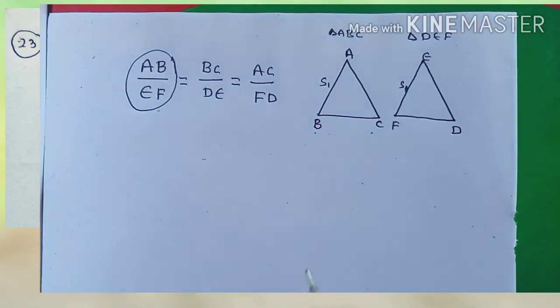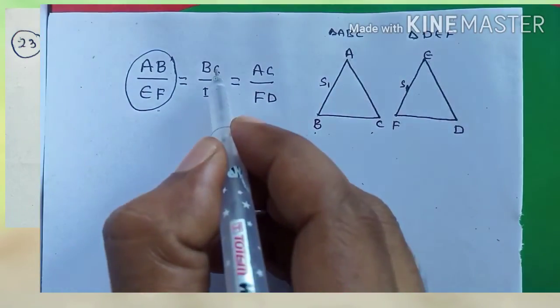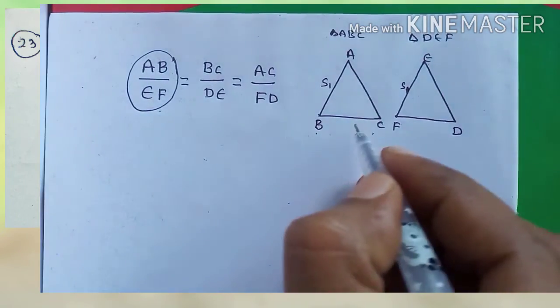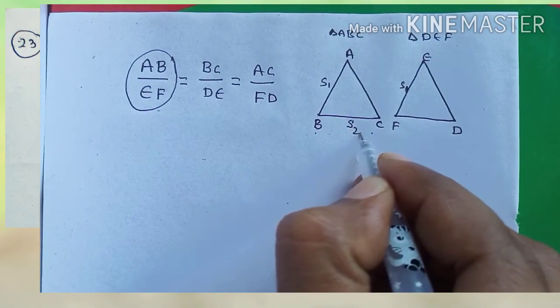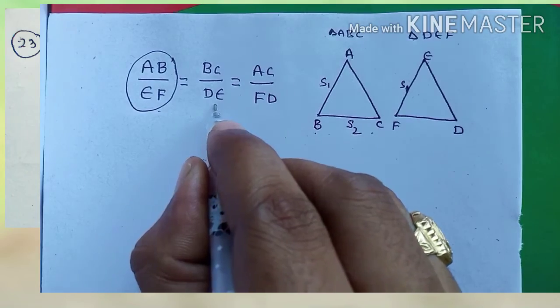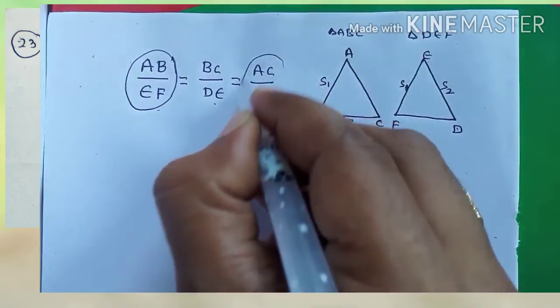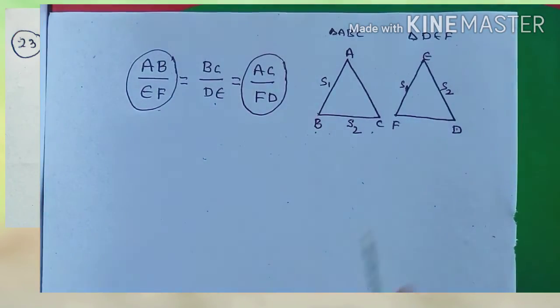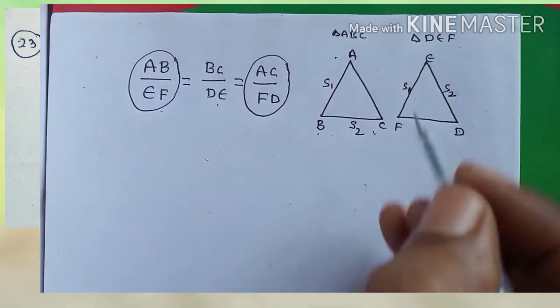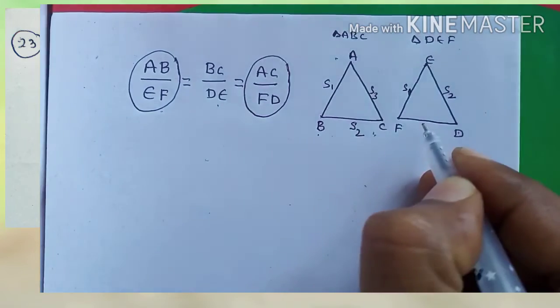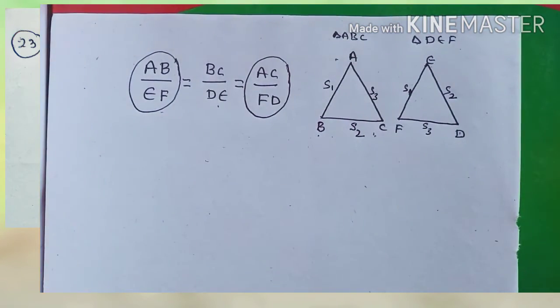Now let's write the remaining sides' proportion also. BC by DE: this is BC, side 2. Next here DE, DE is side 2. Now the remaining is AC by FD. AC here is side 3, and here this is side 3.